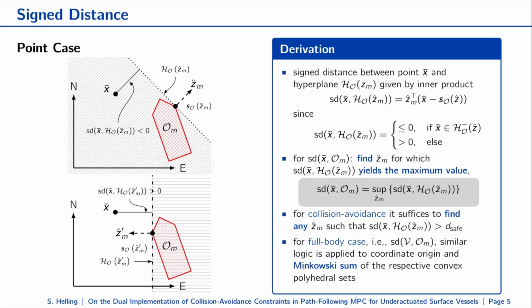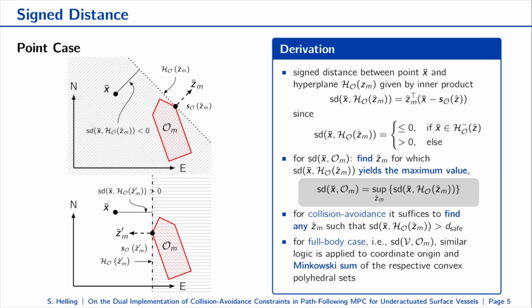In the contributed paper you will find the derivation of the full body case, meaning that both the controlled vessel and the obstacles are considered as polyhedrons. Here we focus on the point case, which can be extended to the full body case. Thus, the controlled vessel is assumed to be a point, while all obstacles are of polyhedral shape.